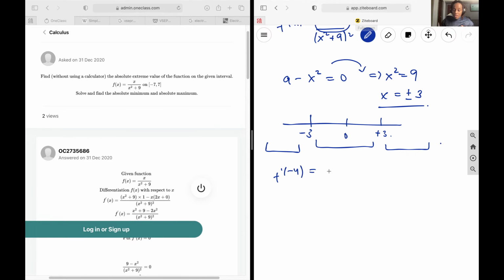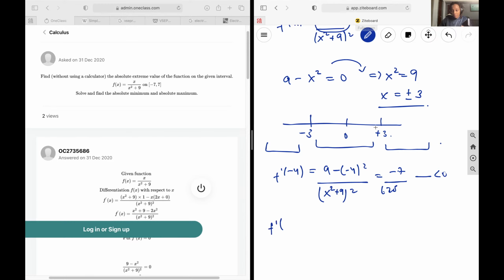so e.g. -4, and you will get 9 minus -4 squared over x squared plus 9 squared. And this will give us 9 minus 16, which is -7, over 625. The point is that it's less than 0.